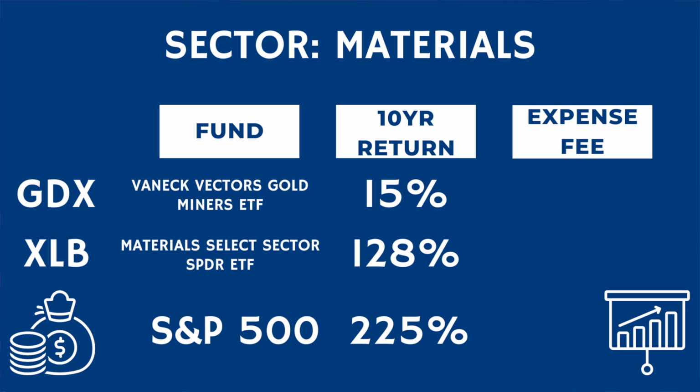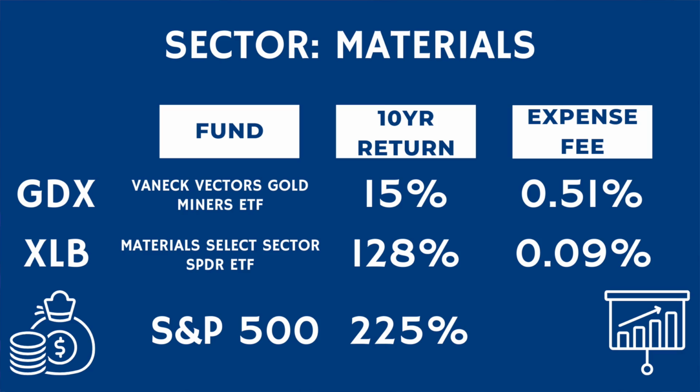Over the past 10 years, GDX has returned 15%. However, XLB has returned 128%. Obviously, GDX is much more geared towards a particular material, gold, that is, gold miners. So if that's what you're looking for, GDX is a great option. If you're looking more for a broad materials type of ETF, then XLB is going to be the perfect ETF for you.